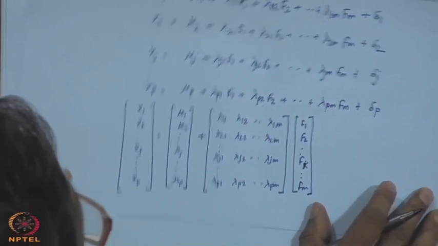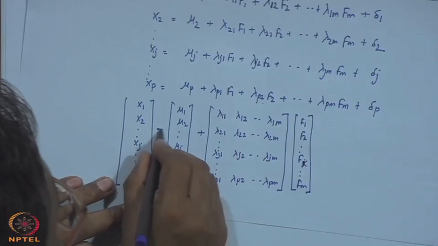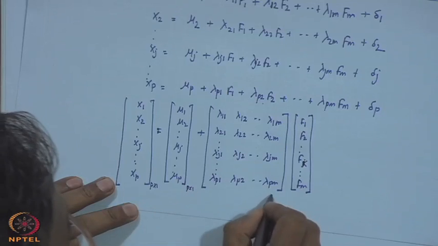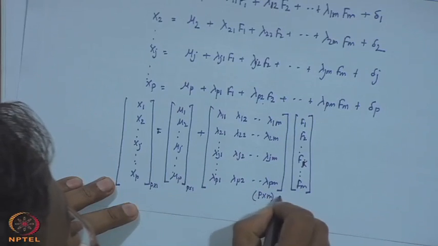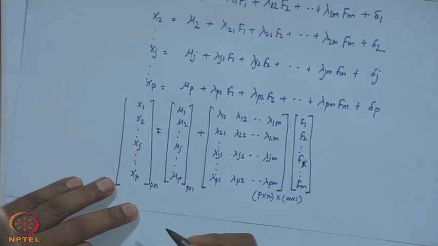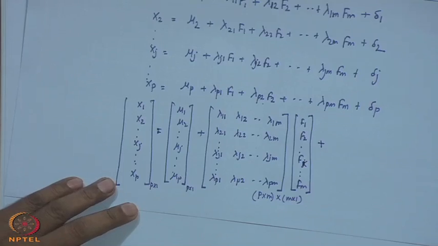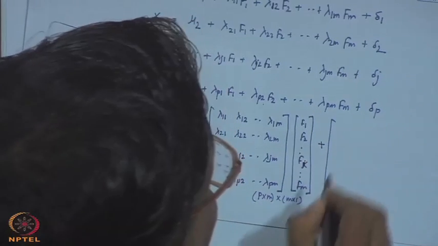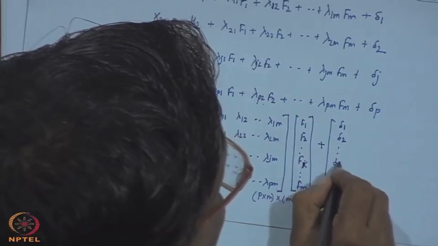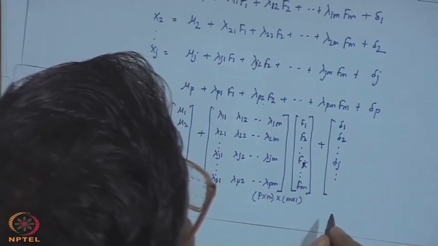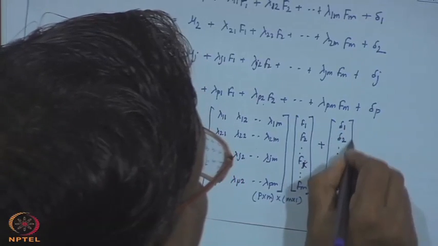What is happening here then? You have p cross 1 equal to p cross 1 plus this is p cross m into m cross 1. Then one more thing is there, that is delta. So, you will write delta 1, delta 2, delta j and delta p.